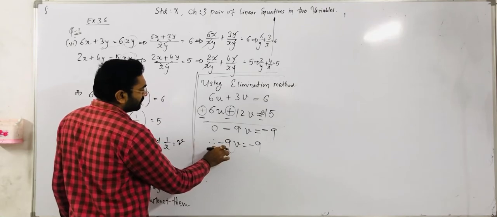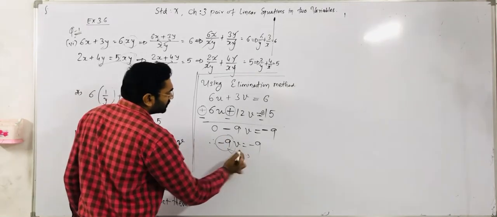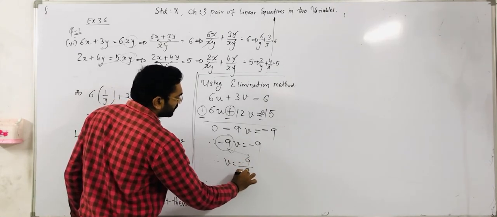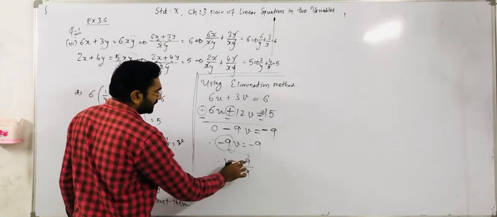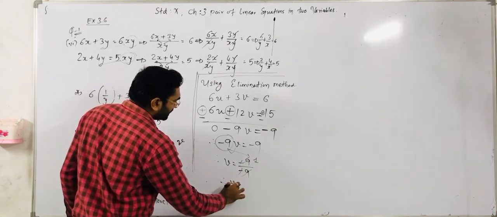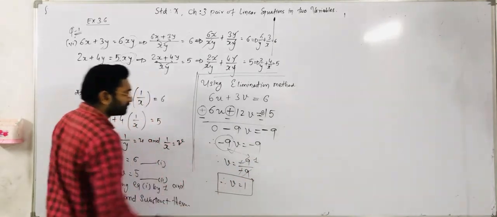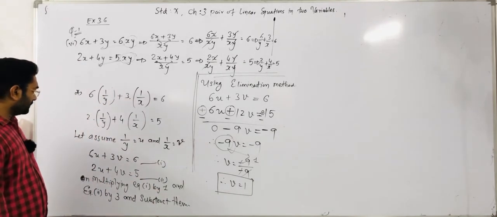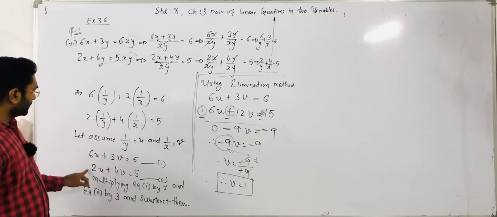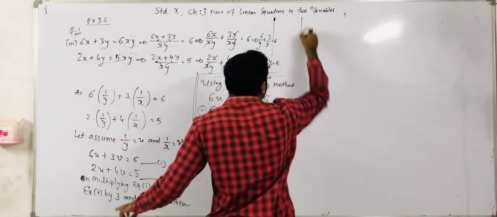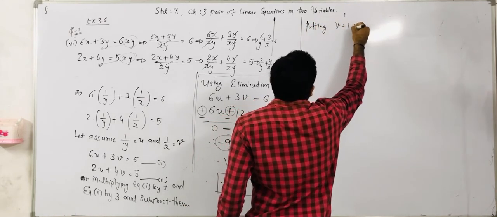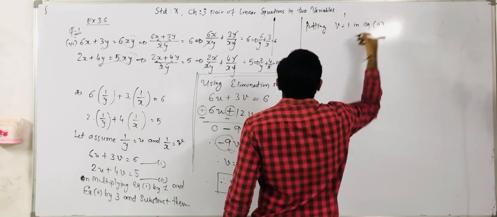So the coefficient of v, which is minus 9, goes to the right hand side and becomes the denominator. So minus 9 upon minus 9, so it is only 1. Minus is canceled out. So the v value we get is 1. Right? Now that v value 1, we have to put in any one of the equations. Suppose we put it in equation number 2, putting v is equal to 1.